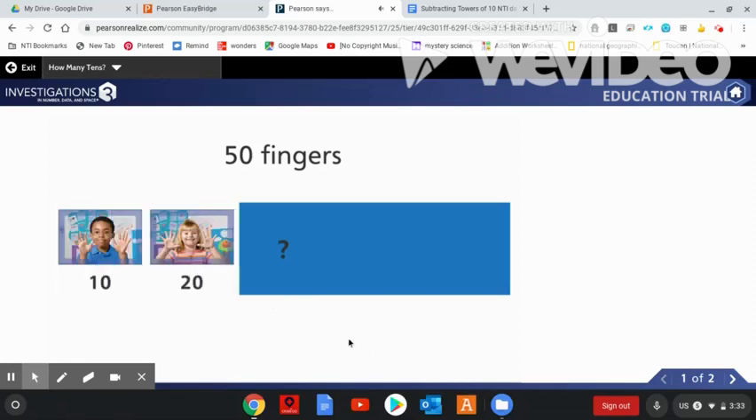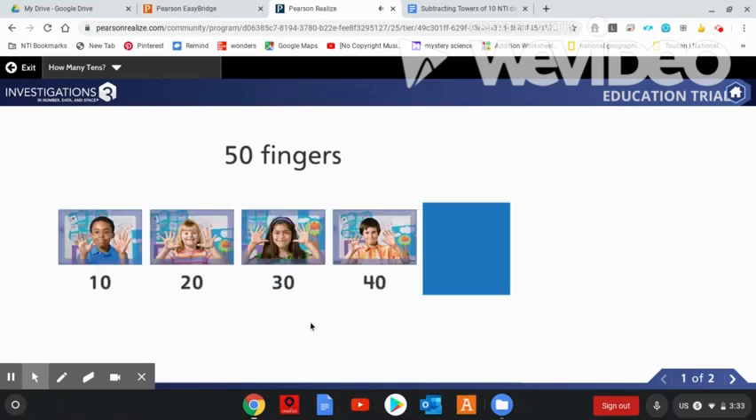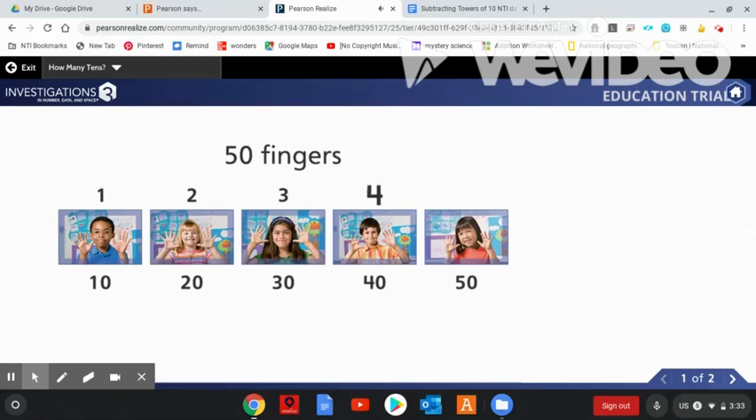10, 20, 30, 40, 50. That's 50 fingers, and there are 1, 2, 3, 4, 5 students. If there are 50 fingers, there are 5 groups of 10 fingers, so there must be 5 students.